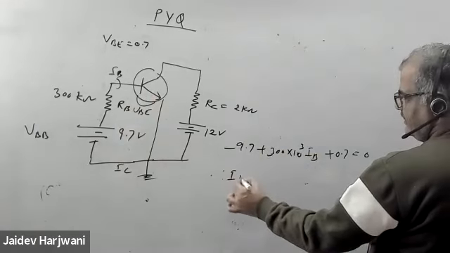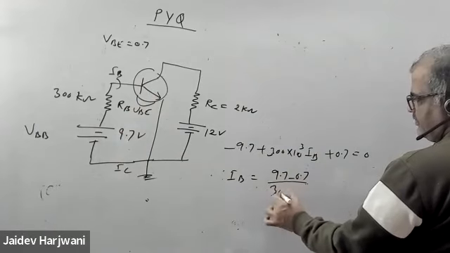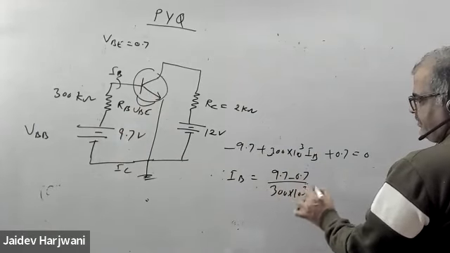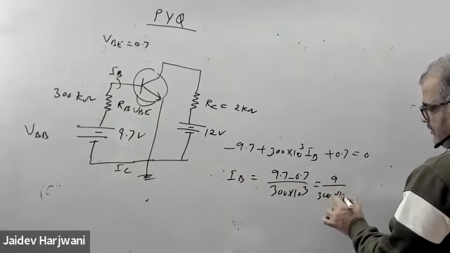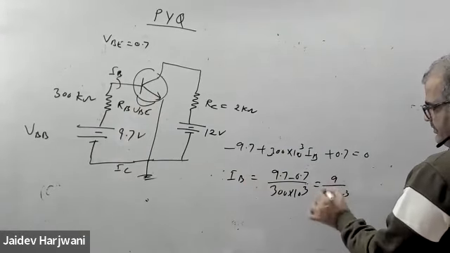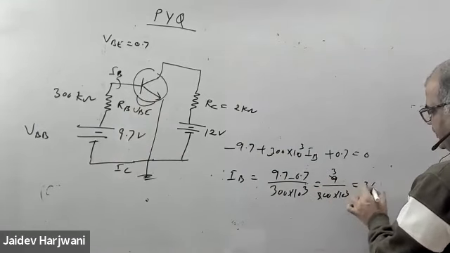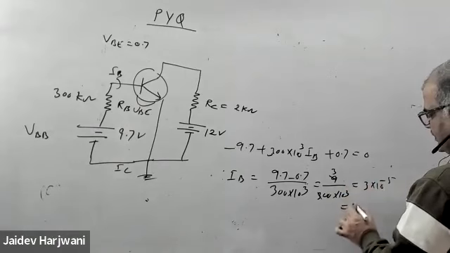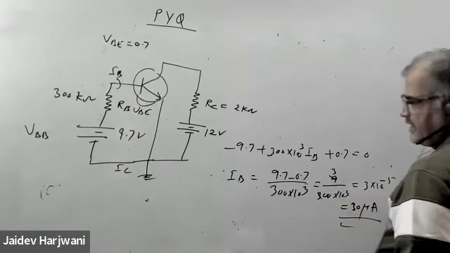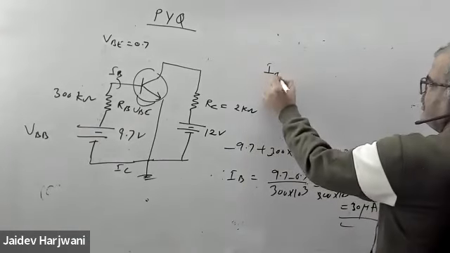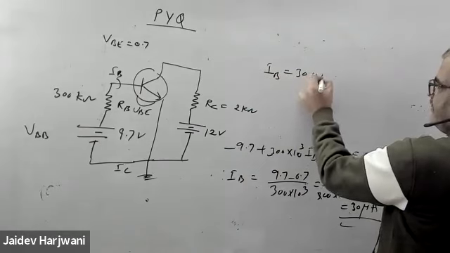Then you have IB. IB is (9.7 − 0.7) upon 300. Okay, this becomes 9 upon 300. This becomes 3 times 10 raised to power minus 5. That is 30 microampere. So IB is 30 microampere. So Q point should be on this 30 microampere.